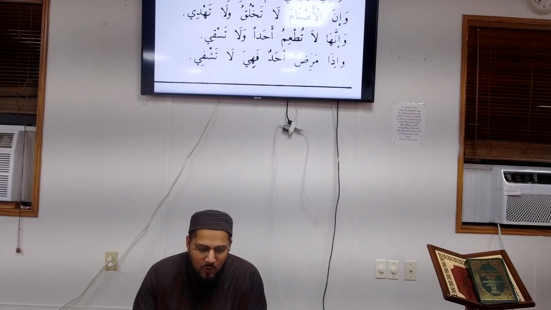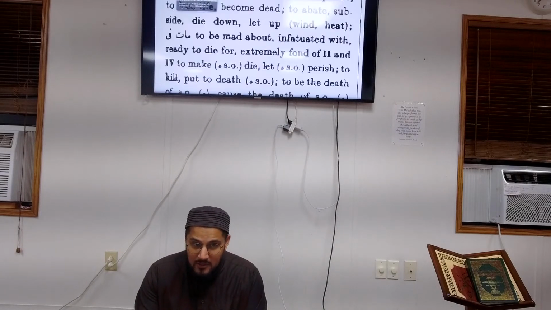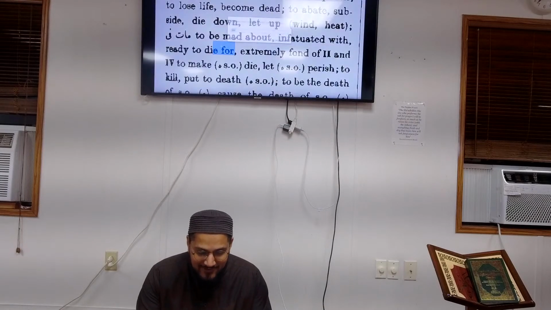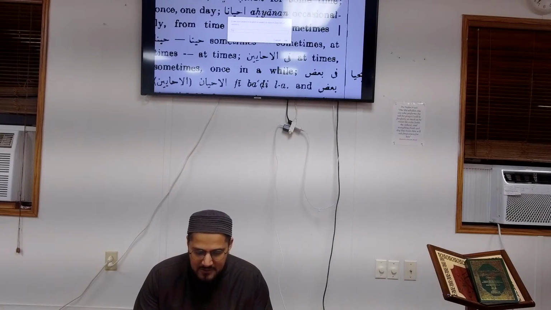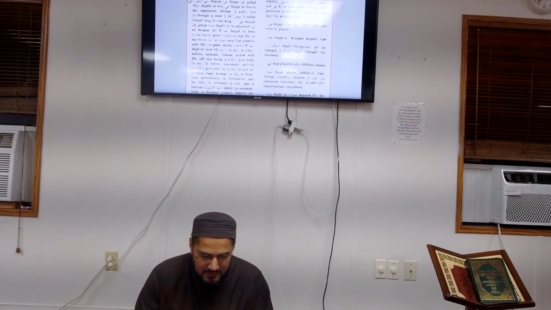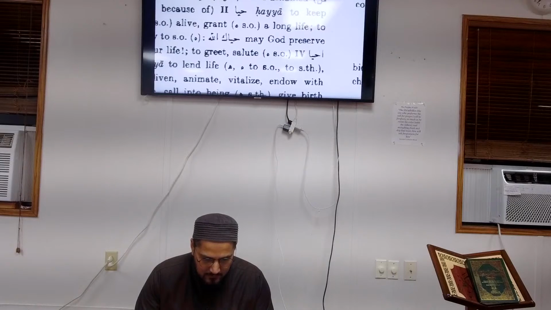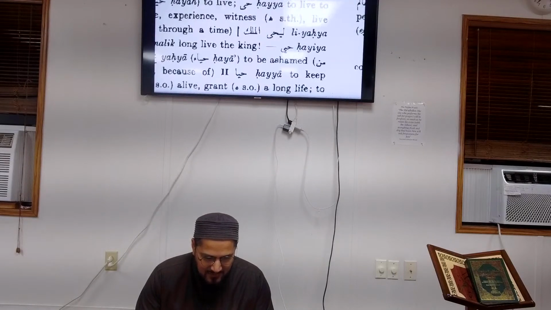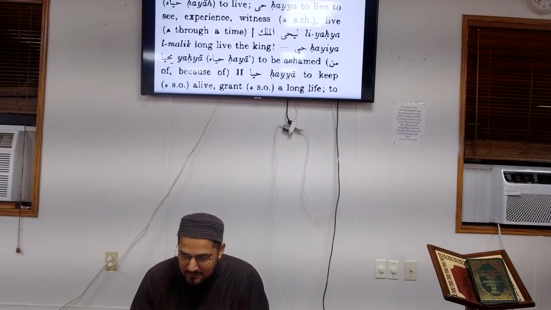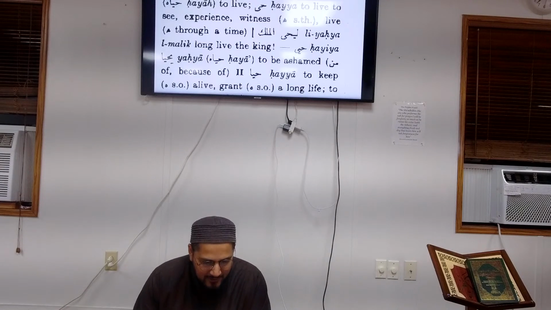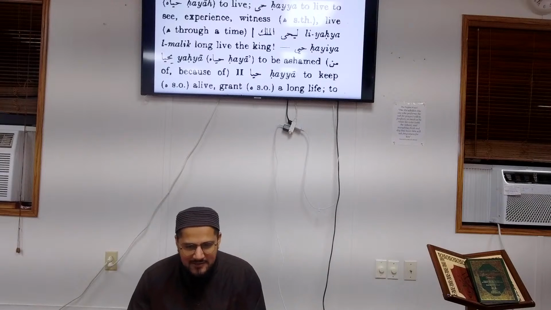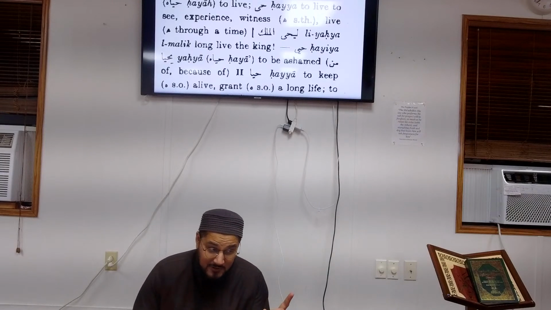Good. So the Form 1, let's figure that out real quick. It's hayaya. Actually, when you want to look up double letters in this dictionary, you don't have to type them twice. So what is the past tense of these root letters? It's hayya. What does that mean? To live. So in the past tense, in Form 1, hayya means to live.